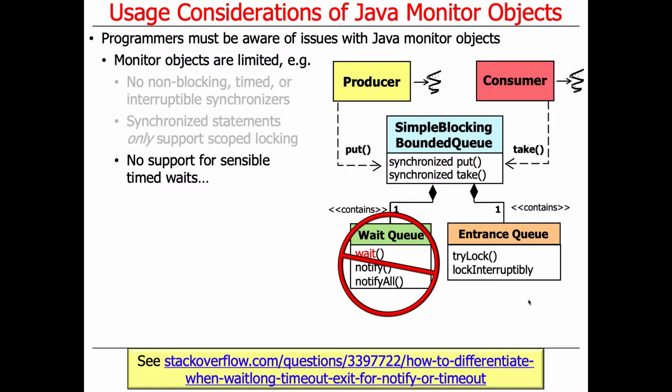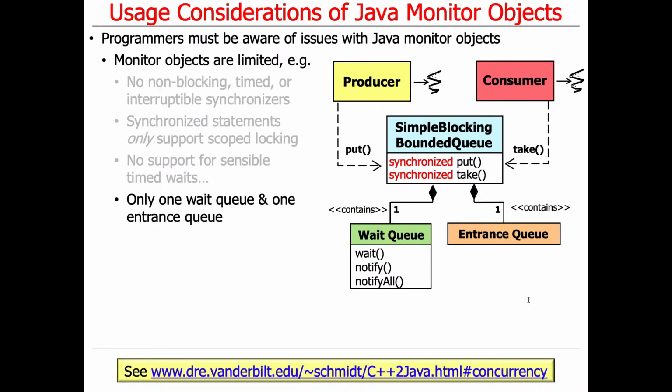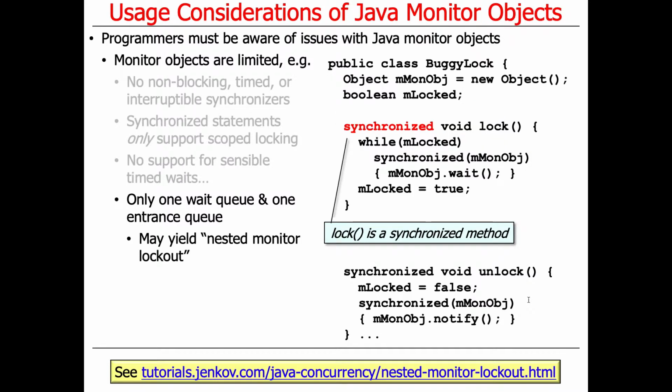There's no sensible support for timed waits. They have this timed wait mechanism, but it's ridiculous, and you can't tell whether something timed out or not. It's just completely pointless. So that, again, is another reason to avoid the built-in monitor objects. And there's only one wait queue and one entrance queue. So they're just very limited in lots of different ways.